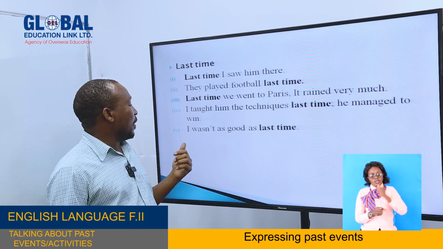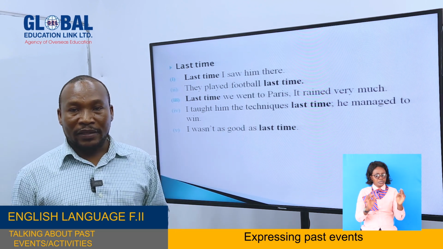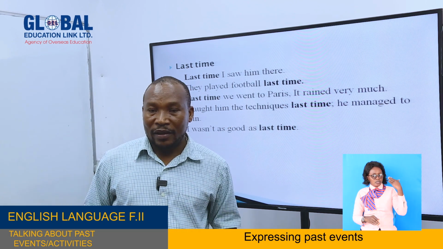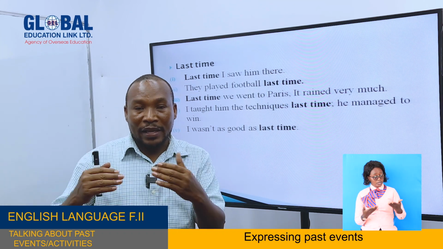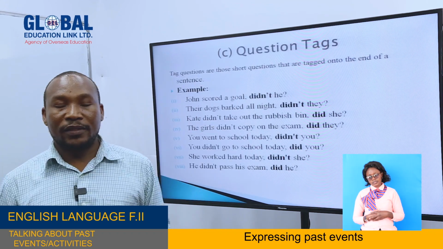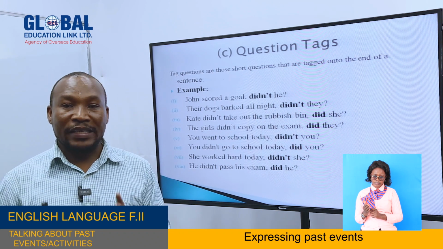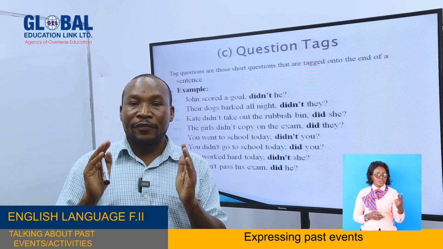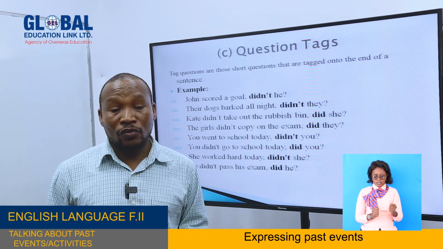Roman 5. It wasn't as good as last time. It means something is good, but when you compare that thing with the last time, it's not as good as last time. Dear students, we are through with the first 2 indicators of past events or activities. Now let's go to the third one.